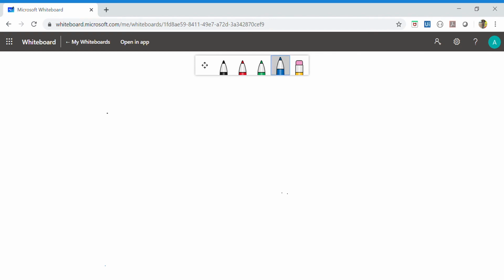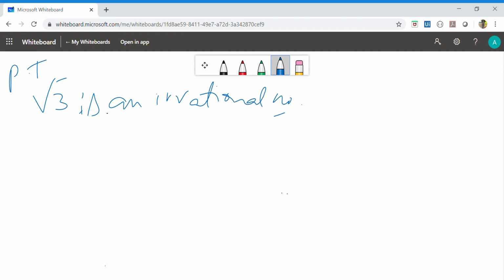Next, the third model. The third model is where you have to prove that root 3, root 5, root 7, etc. are irrational numbers. Show or prove that it is an irrational number. Root 3 is an irrational number.